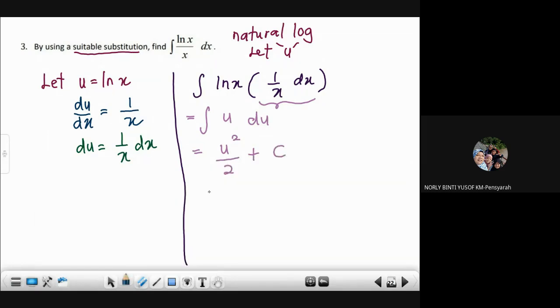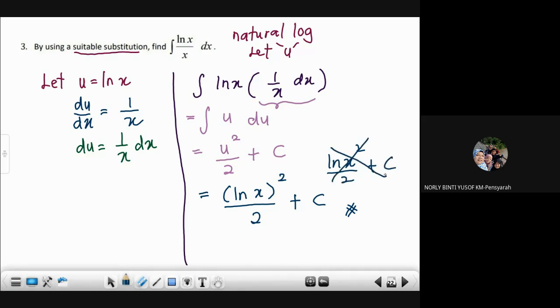Sudah habis integration, ganti balik u tu. So u tu adalah ln x kan. So mesti buat kurungan, ln x kuasa 2. Jangan tulis macam ni ya, itu salah. Itu x yang kuasa 2. Ni u tu semua, so u tu ln x, so dikuasakan 2, divided by 2 plus c. Ni yang betul. Kalau ada pelajar tulis macam ni, ni salah. Ni automatik salah, sebab you kuasa 2 dekat x je, bukan the whole function of ln x.